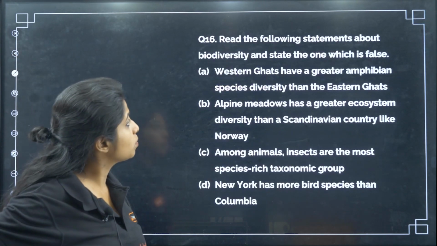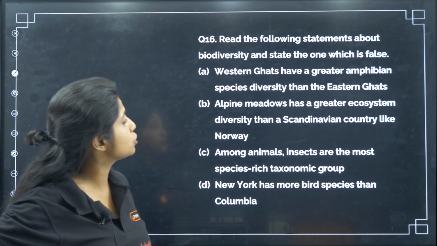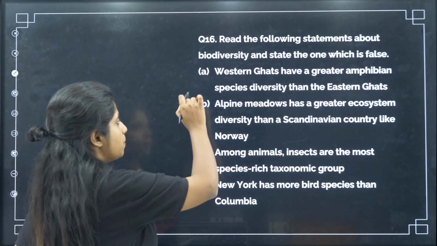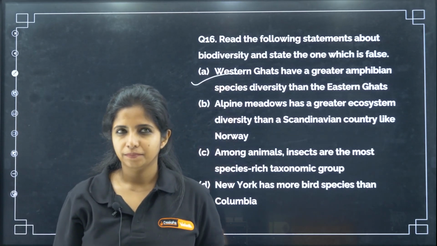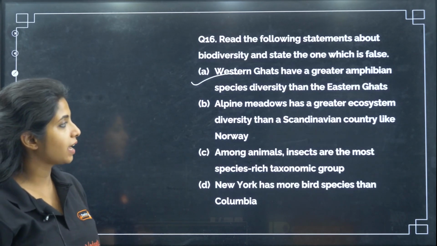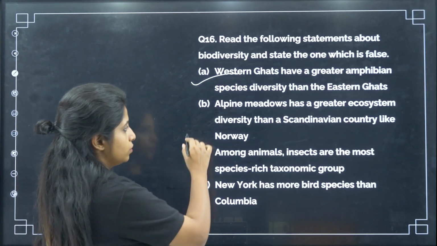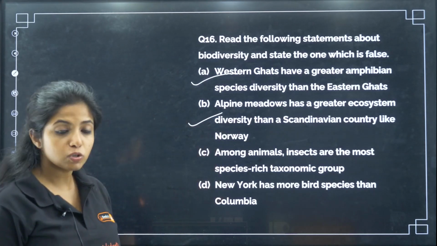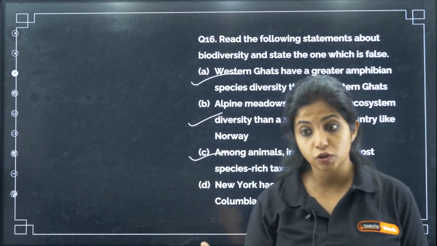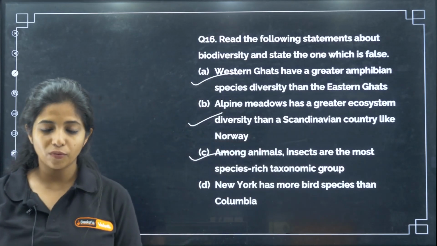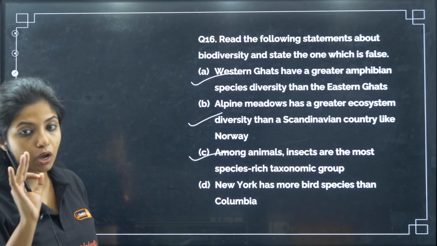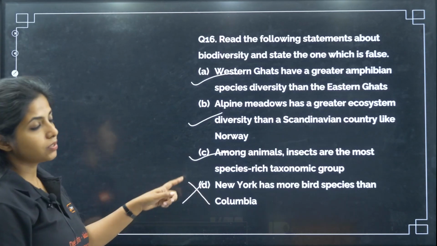Now, read the following statements about biodiversity and state the one which is false. Western Ghats have greater amphibian species diversity than Eastern Ghats. Yes, it's given in the front page of your biodiversity and conservation chapter, in the species diversity. Now, alpine meadows have greater ecosystem diversity than Scandinavian countries like Norway. Definitely true. Among animals, insects are the most species rich. Among vertebrates, fishes are the most species rich. If we talk about plants, fungi are also added, and they are the most species rich. Now, New York has more bird species than Colombia. Wrong. Colombia has more, not New York. So this is a wrong statement.